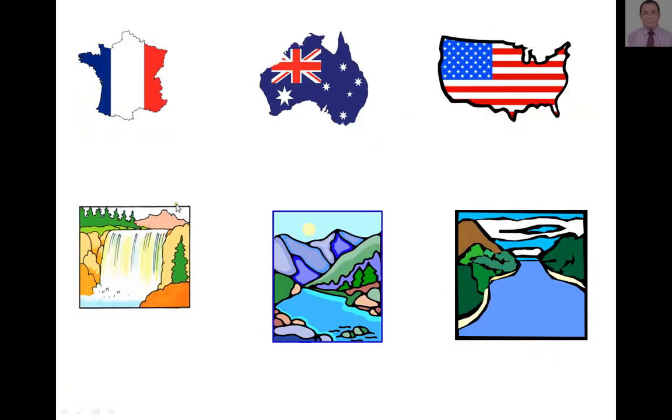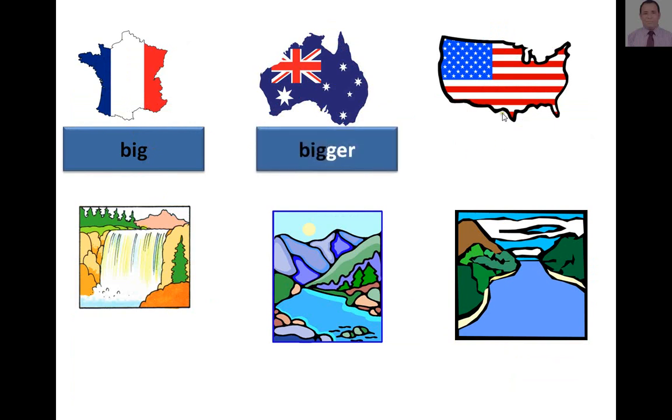Let's go to the next one. Also here, look at these pictures. The first one is what? Big. So the second one, good, bigger. Yeah, the third one, good, the biggest.